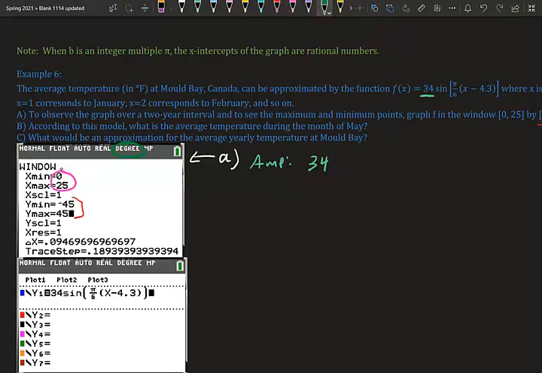Do you also notice that we are in degree mode? Why are we in degree mode? Because it told us in Fahrenheit. Fahrenheit is, you guessed it, it's degrees.